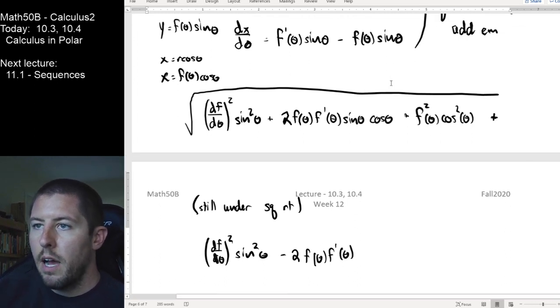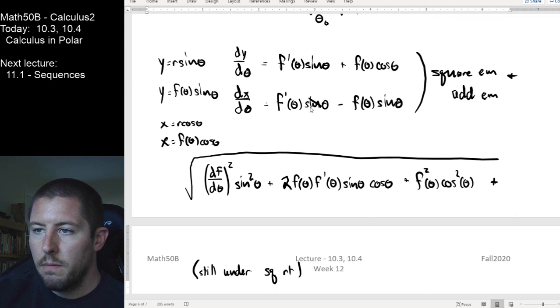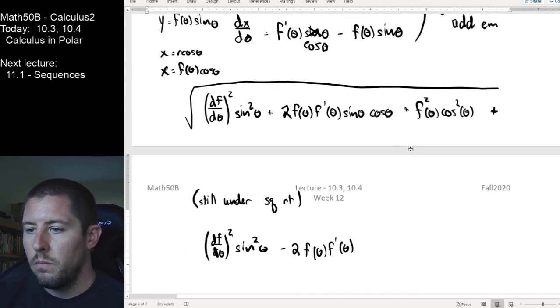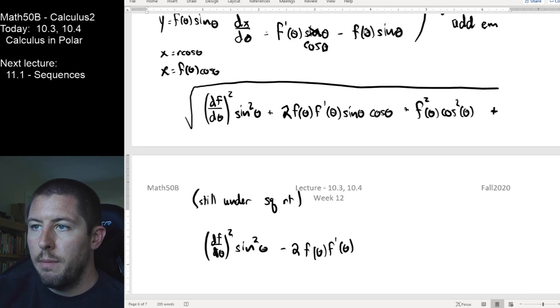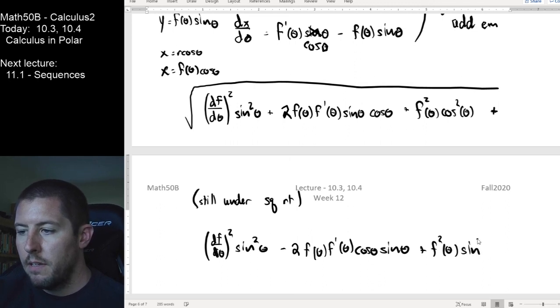Oh, wait a minute, didn't I make a mistake here? It seems like here we took the derivative of f, but we should have left cosine alone. That's a cosine right there. So this is 2 times f prime times cosine times sine. And we're squaring the last term, so that'll be plus f squared theta sine squared theta.